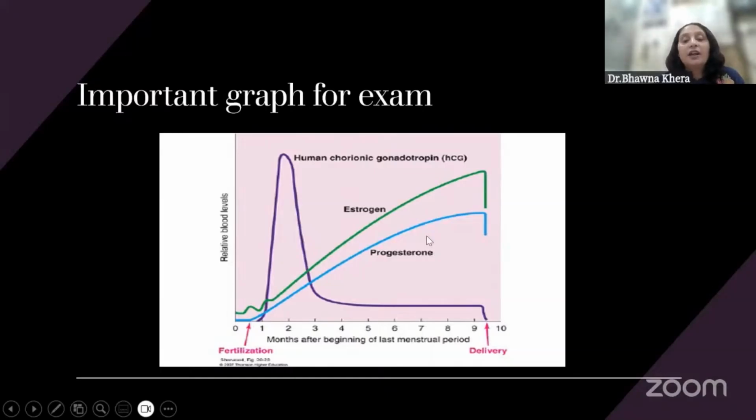Estrogen and progesterone keep on rising up to the top, while the HCG rises and then falls, and then it remains plateau. See, it does not come to zero by the end of pregnancy. So it still remains high, but it plateaus, right? So this is the graph of HCG, estrogen and progesterone in pregnancy. HCG is the most important out of these as per the exam. Hormones are all important, I'm not saying they are not, but from the exam point of view, this HCG graph is the one which appears again and again in the exams.